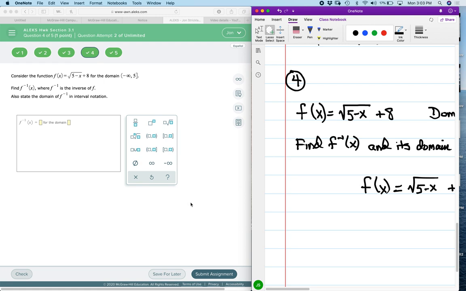Okay, for number 4, we have a given function f of x is equal to the square root of 5 minus x, followed by the addition of 8. And the domain is the set of values x less than or equal to 5, laid out in interval notation. And it says to find the inverse function and its domain.